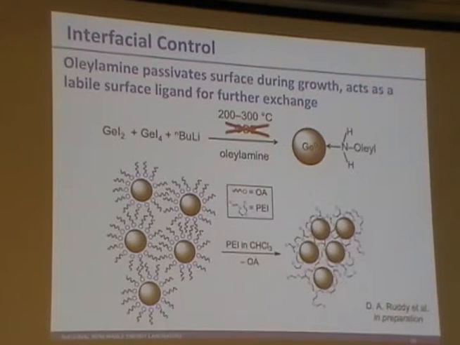And so after much trial and error, we have discovered that this type of group here is labile and allows for further ligand exchange. These circles here are supposed to represent the amines, the NH2 head group, and the tail is, for instance, our allyl group here.